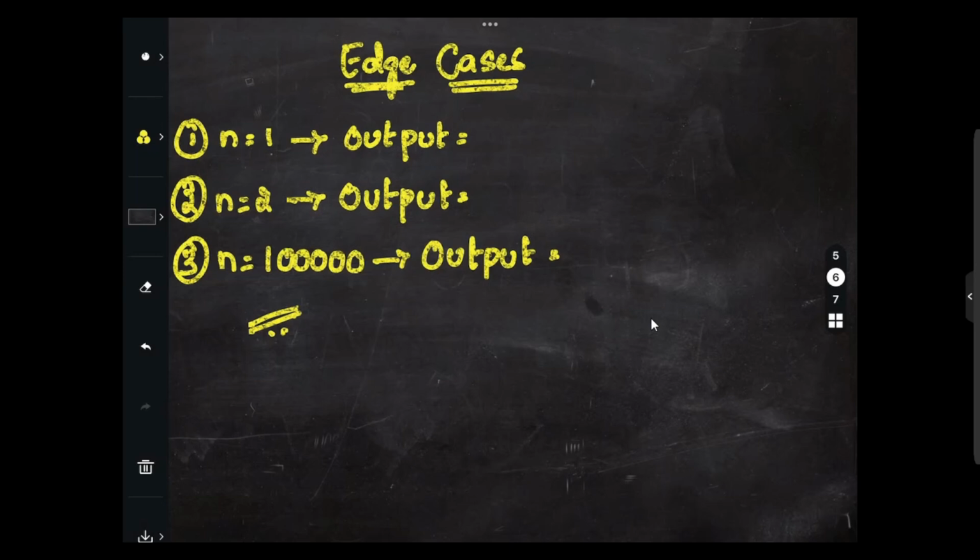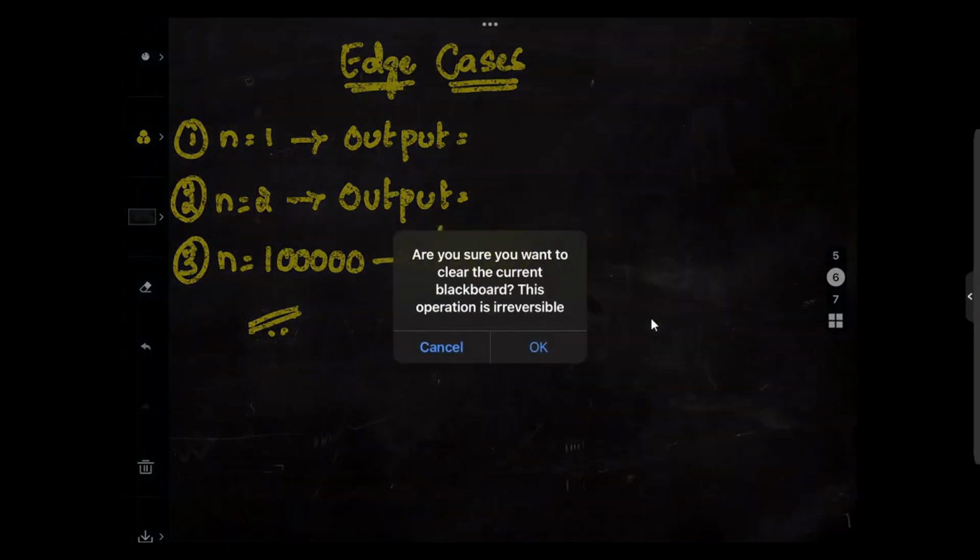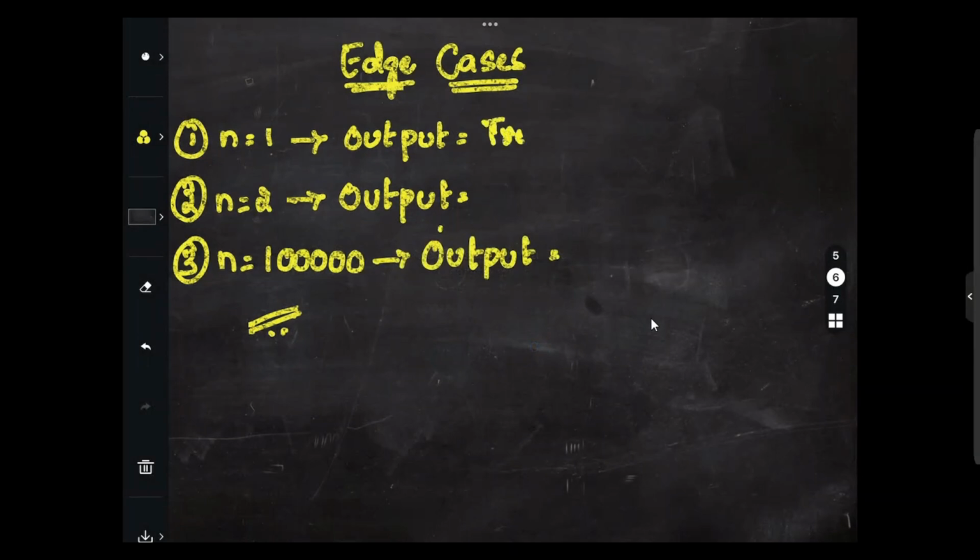Let's discuss the edge cases one by one. The first edge case is n equals 1. The output in this case will be true. Why is the output true here?